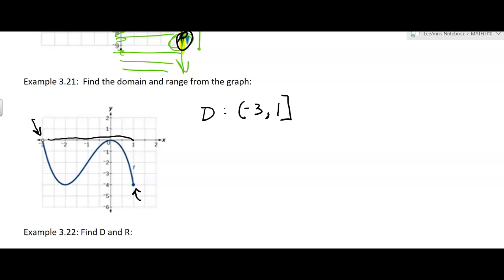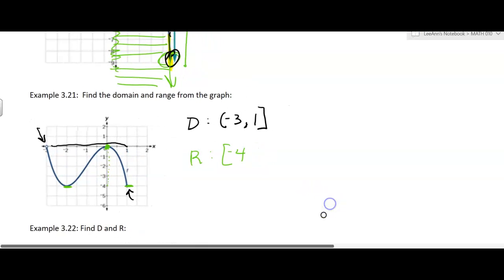All right. Now, turn your head sideways, and we're going to go with the range. So what's the lowest point? Right there, right there. Those are the lowest points. Where is that starting? -4. Bracket? Yeah, because there's a point at both of those. Okay? And then how high up does it go? Well, the top point is right there at 0.